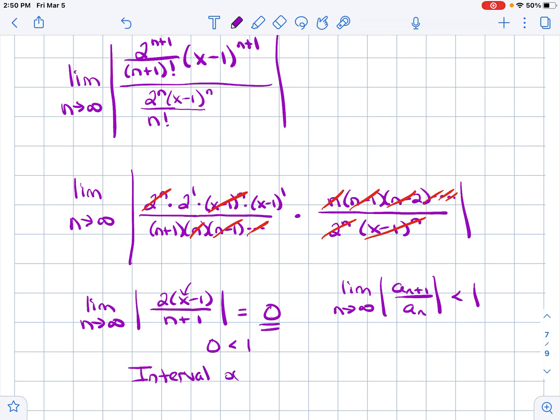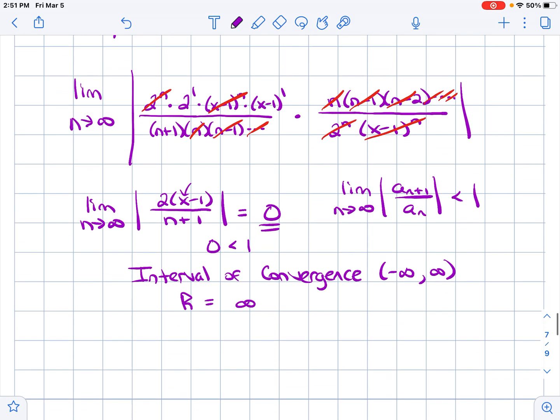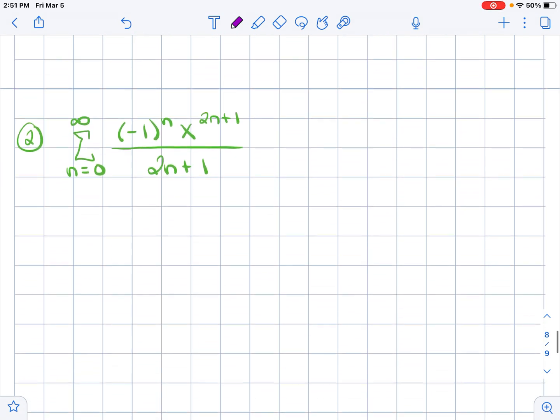So the interval of convergence in this case is negative infinity to infinity, and the radius of convergence is infinity. Okay, let's try another one.